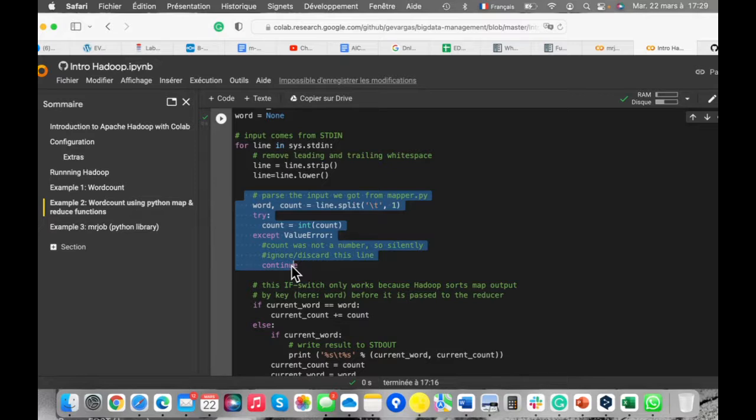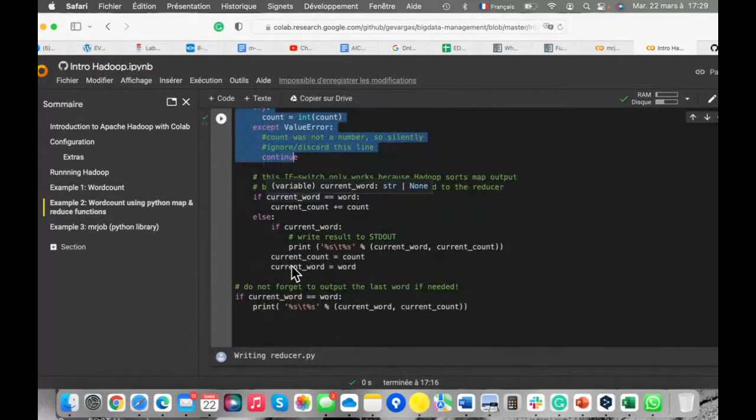So in order to avoid this, this little code, in fact, discards possible tuples with non-integer values in the second element. Okay, and then what happens?